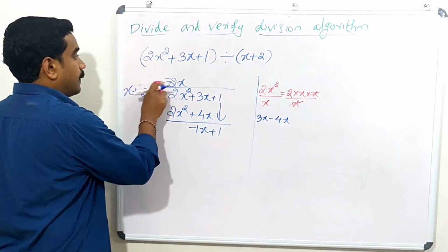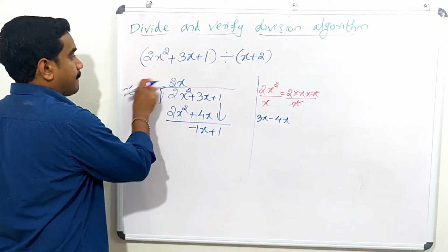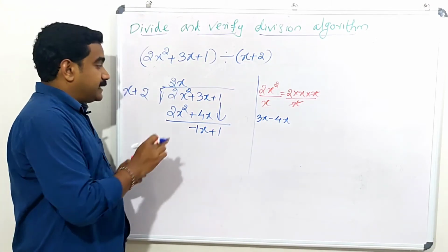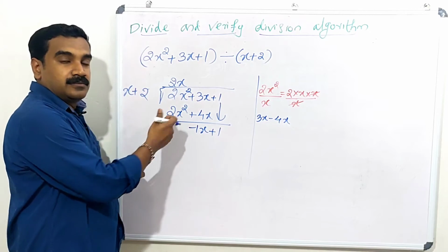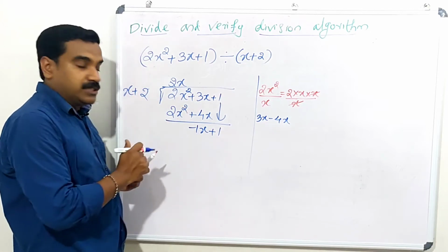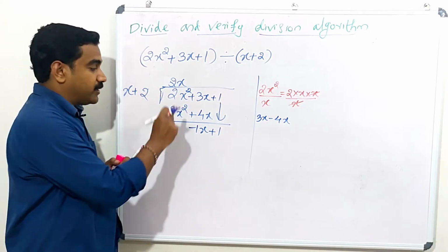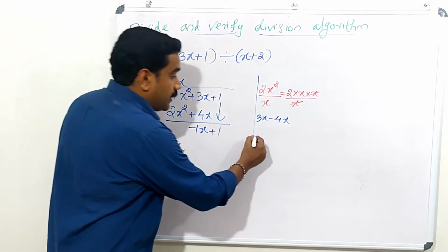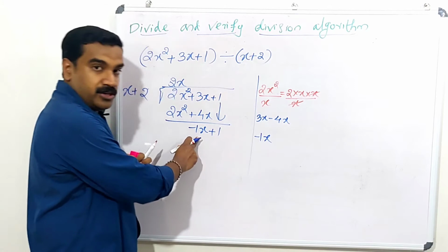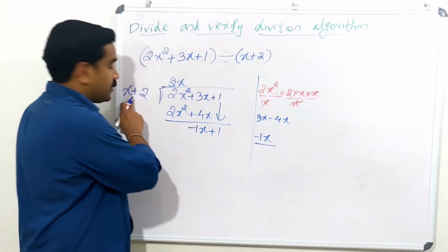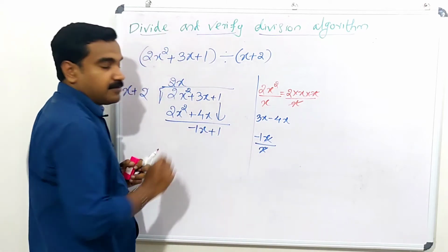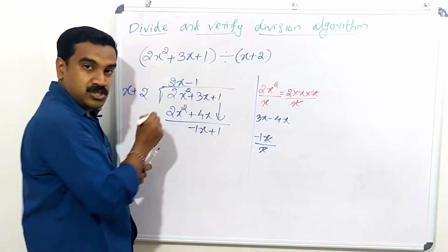Then what is the next? Then check the next term of the quotient. How can we get the next term of the quotient? Now this is the new dividend. Divisor, not changing the divisor. Now negative 1x, the first term of the new dividend, with the first term of the divisor x. Both x cancel. What is remaining? Negative 1. You want to write the negative 1 here.